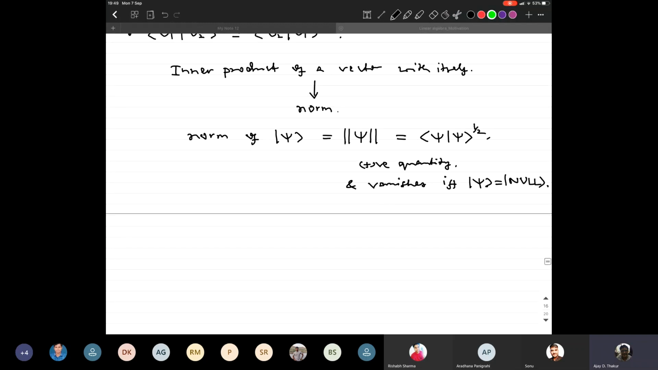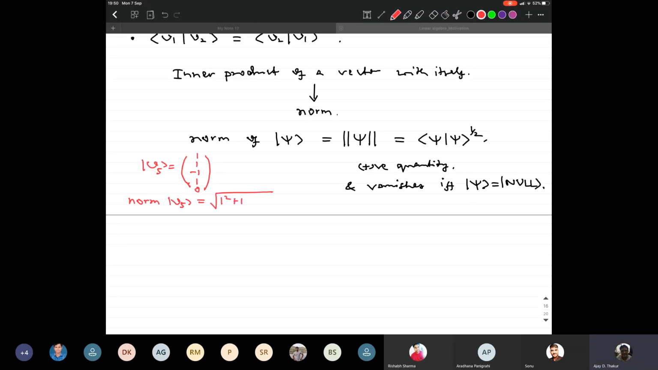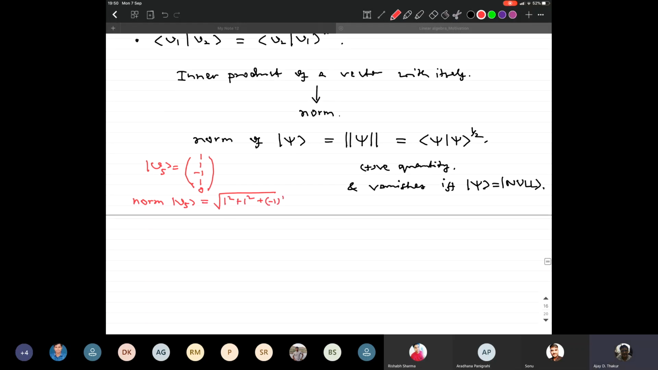So let's quickly take a simple example. Suppose we take a vector, let v5 equal 1, 1, minus 1, 1, 0. Then the norm of v5 is going to be the square root of 1 square plus 1 square plus minus 1 square plus 1 square plus 0 square. That is the root of 4, and because we are taking the positive number, it would be 2. So that's how norms are obtained.